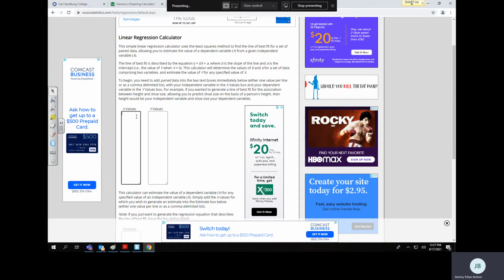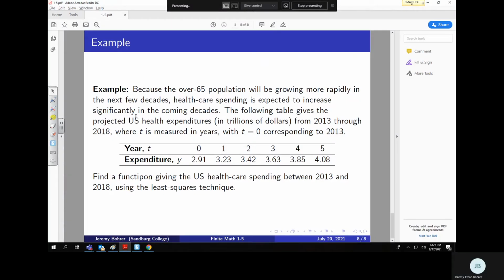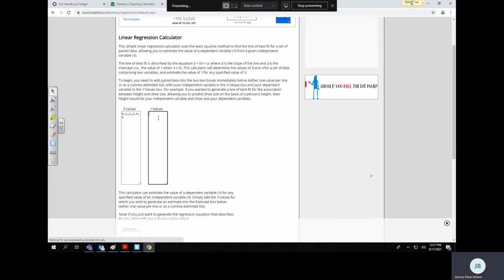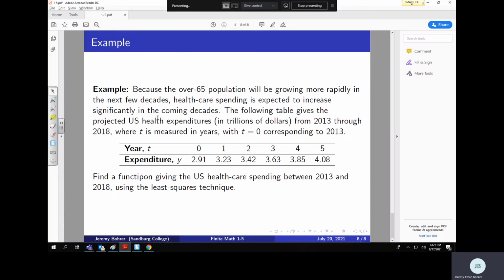And now we just need to put in the x values in one column. And this was just 0, 1, 2, 3, 4, 5, I believe. I think I just put in a 6 there, but I meant to put in a 5, so there we go. And then we put the y values in the other column.